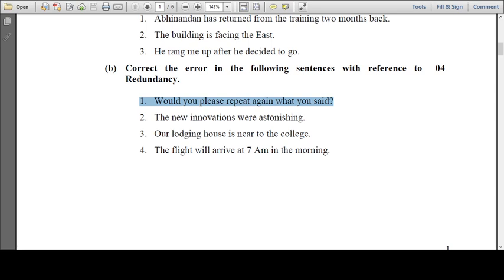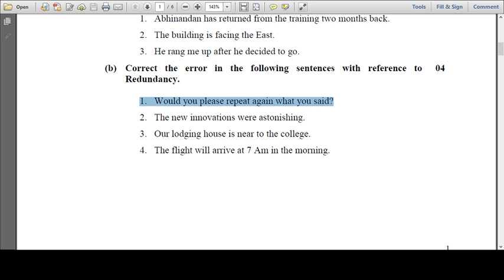Yes, your answer is right, Samir Ahmad. Mike, your answer is also right. Because again is a repeat. Both generate the same meaning. When we use the word repeat, again is already there. That is why again is a redundancy, and that is why we can remove it.